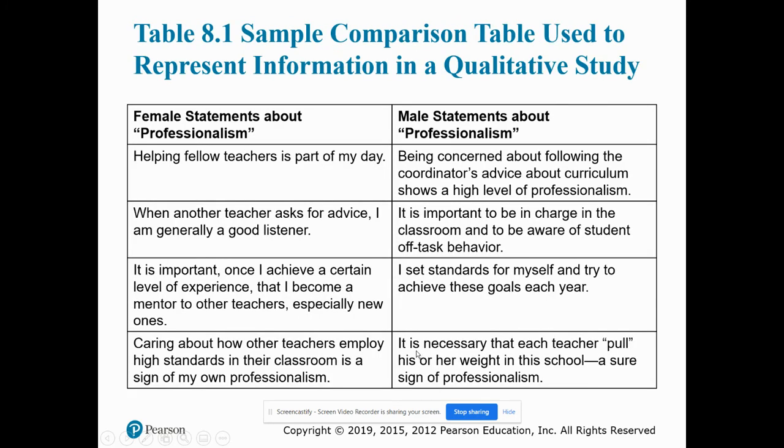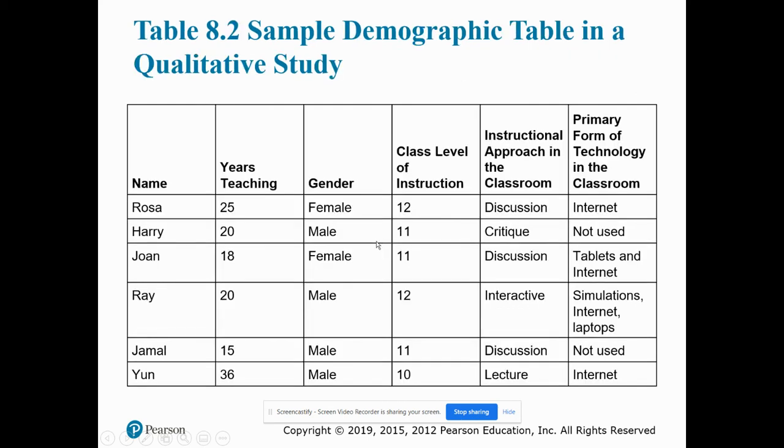Okay, so here's a sample comparison table used to represent information in a qualitative study. So that's there for you to read. And so this just goes more into how you could use a table to represent your data. So they have the names, how many years teaching, the gender, level of class instruction, and so forth. So this would be a good visual that you could use to represent your data. That's just an example of a table.